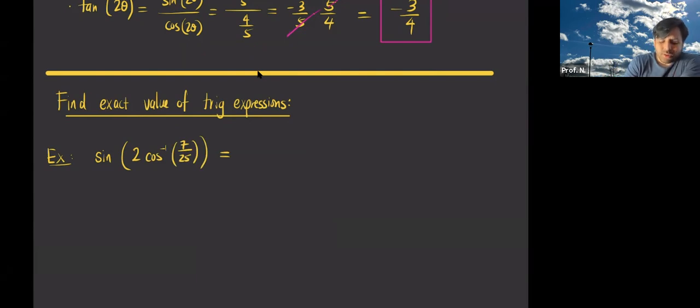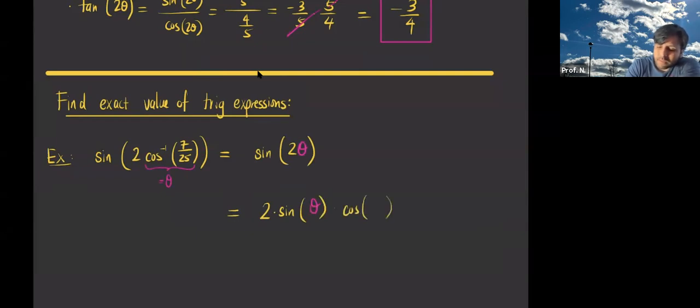Now, what is cosine inverse of 7 over 25? I don't know. But what I do know is that this equals theta. It's an angle, right? That's what inverse trig does. It gives you angles. So in a sense, I have this. Look, sine of twice theta. But hey, I know what sine of twice theta is. It's 2 sine theta times cosine theta. Right?